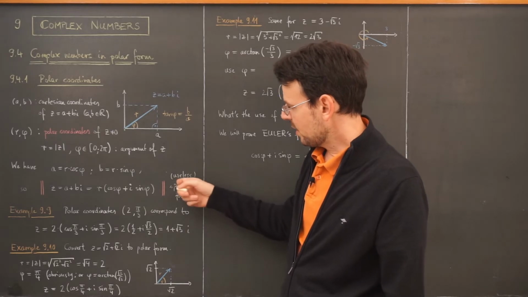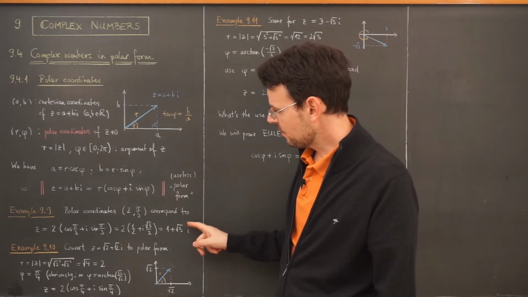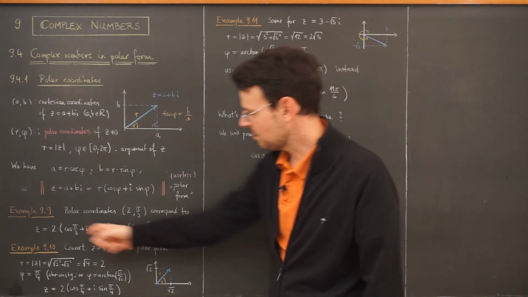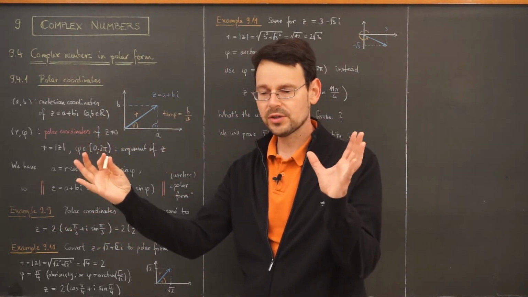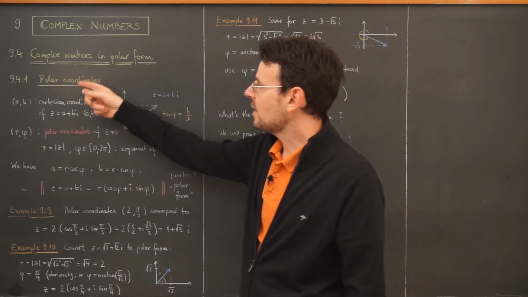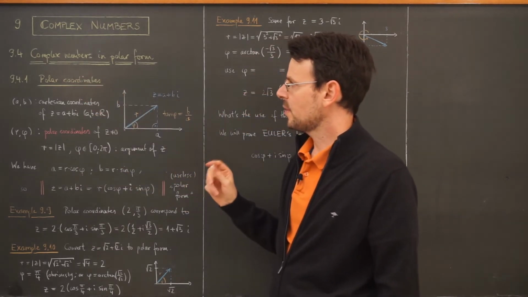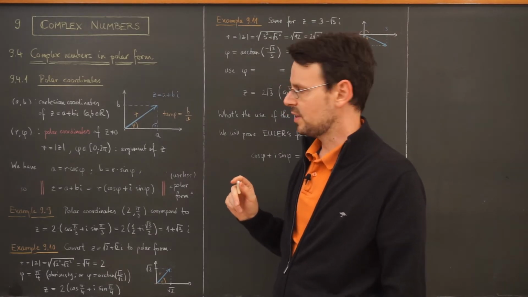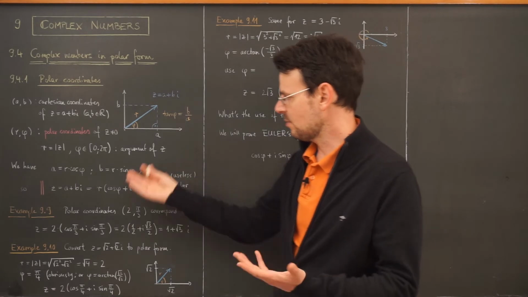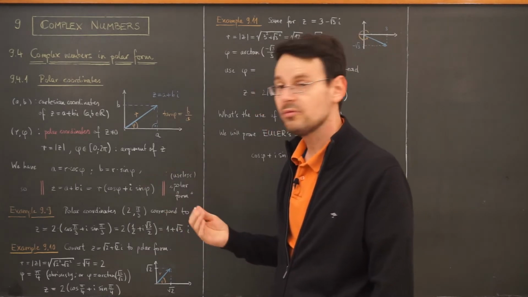So why did I write useless polar form? Because obviously this is a much neater way to describe the complex number than writing down this whole expression. We're going to see in a little while why it is useful nonetheless to introduce polar coordinates, but so far it doesn't really make sense, or doesn't seem like any improvement.